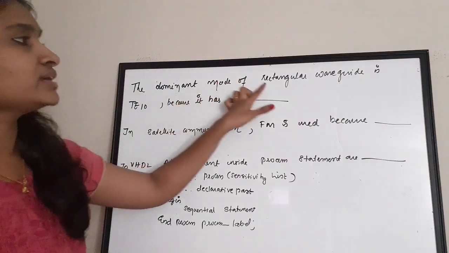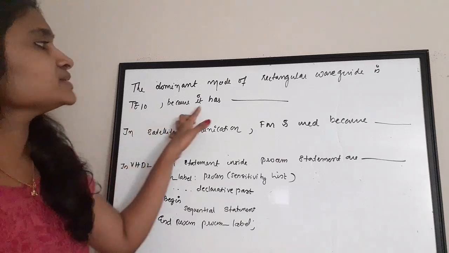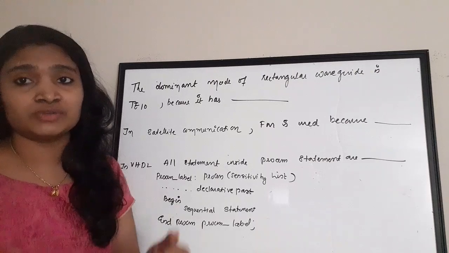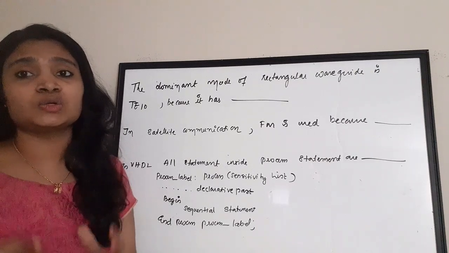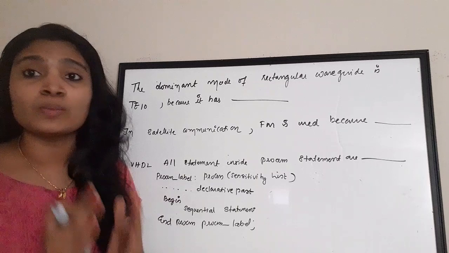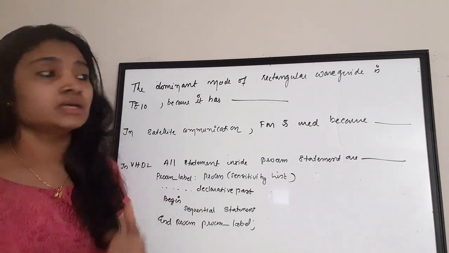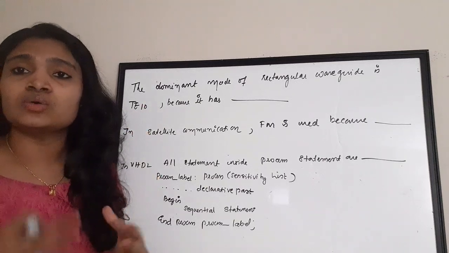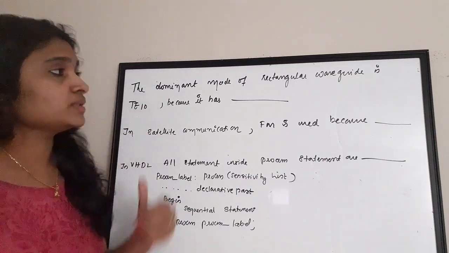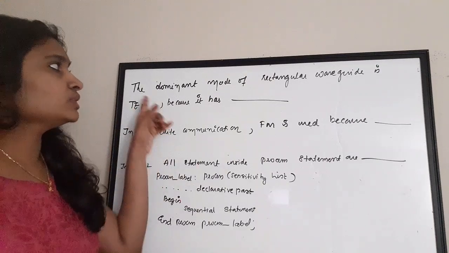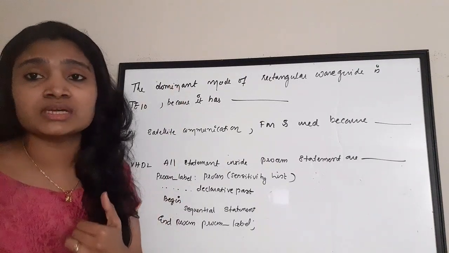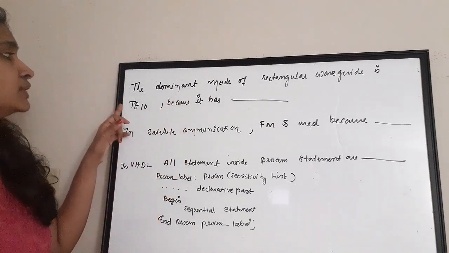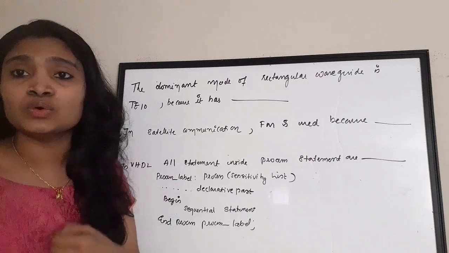The dominant mode of rectangular waveguide is TE10 because it has dash. We select dominant modes based on the cutoff frequency. The mode with the lowest cutoff frequency is kept as the dominant mode of each waveguide. That is for TE, there is only electric field, there is no magnetic field present. So you have to know that the dominant modes are modes with the cutoff frequency, and for the case of this TE10 mode, there is only electrical field, there is no magnetic field.